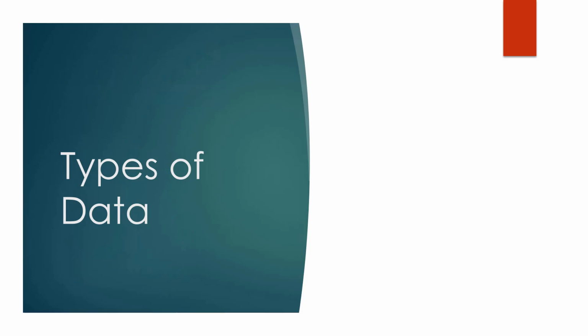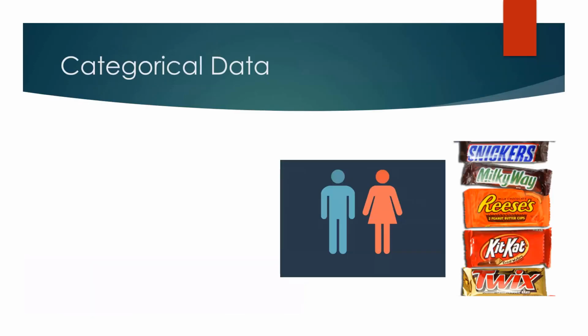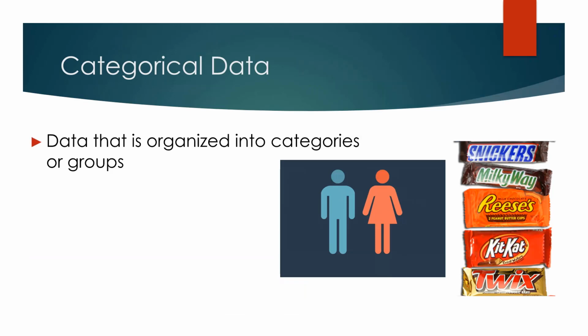So not all data is the same. Not all kinds of information are the same, right? There are 2 broad categories of data. The first is called categorical data here. This is data that's organized into categories or groups.